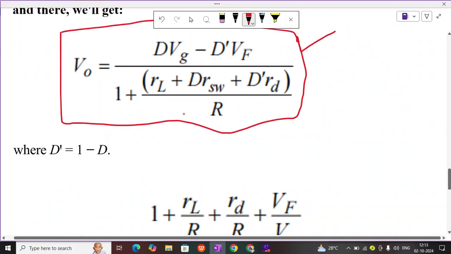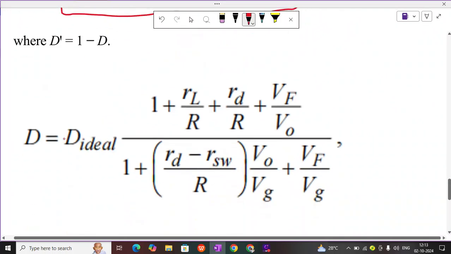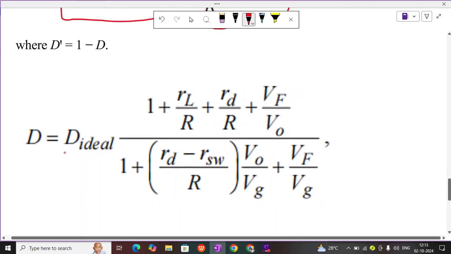Also, if I rearrange this expression, I come up with the D expression. So what is my duty ratio expression? This is what we are coming up with. This is also a very important expression, so you should know this expression.